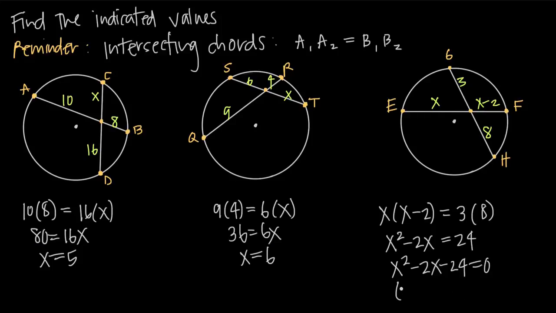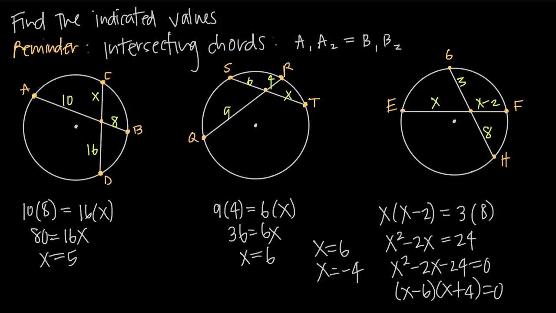So I'm going to get x minus 6 times x plus 4 when I factor, and then if I set each of these factors individually equal to 0, I can say x minus 6 equals 0, or x equals 6, and x plus 4 equals 0, or x is equal to negative 4. So I have two possible solutions for x. I need to test them in my circle here to figure out which one is the correct solution. And I can see right away that x equals 6 is going to be the correct solution because I can't possibly have a negative value.